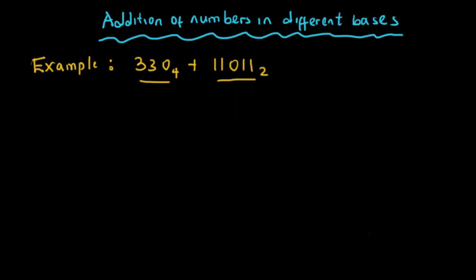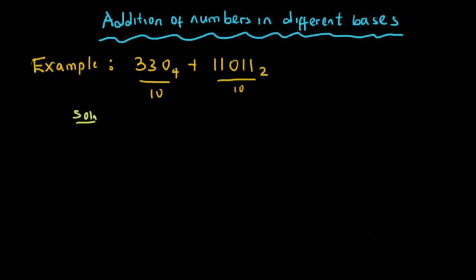Before we can add or subtract numbers, they must be in the same base. So what we are going to do is to convert 330 from base 4 to base 10, and then convert 11011 from base 2 to base 10, and then we'll be able to add. Do you understand? So let's try to do this.